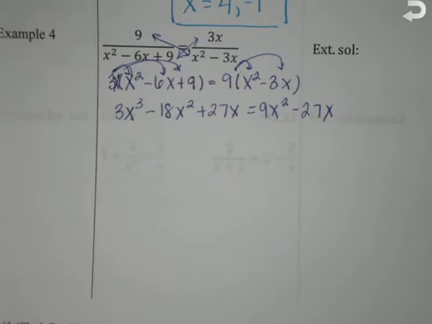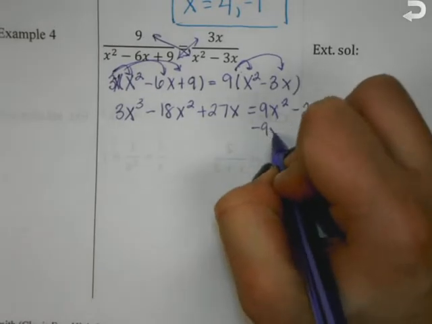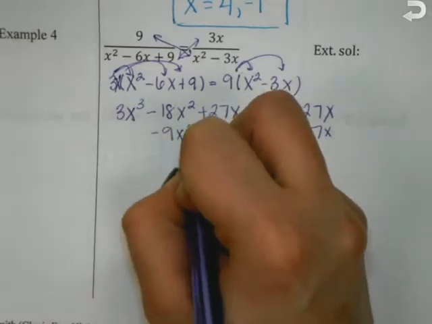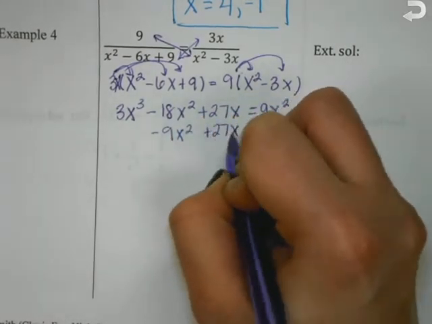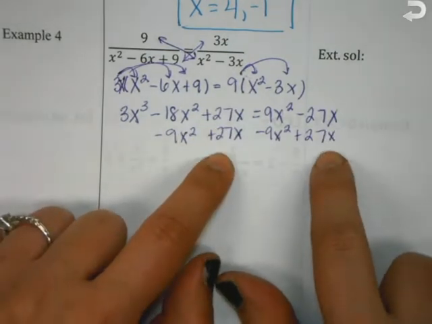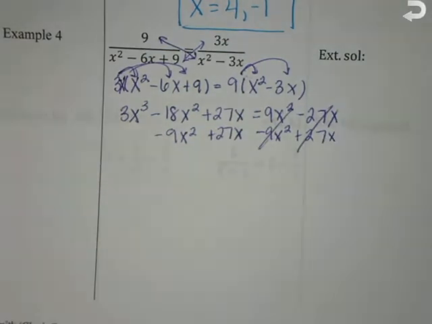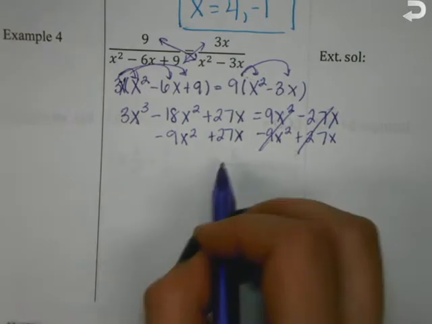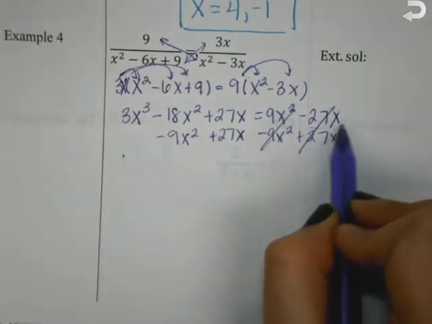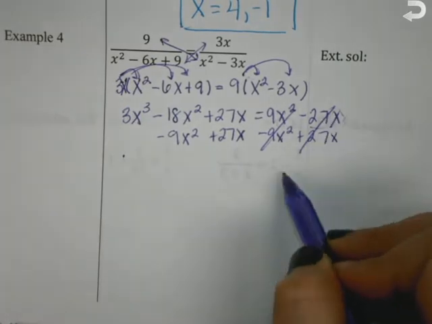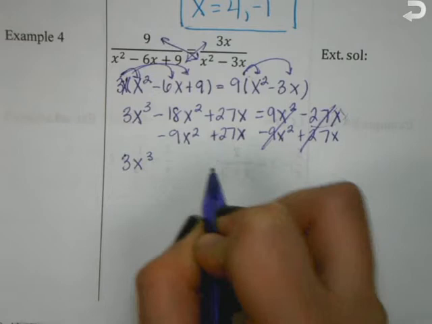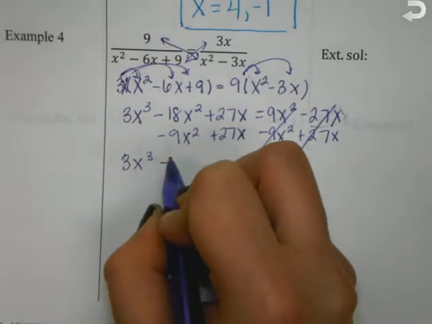Don't they just cancel? No, because they're opposites. So you have to add to get rid of it. 27x plus 27x. That's negative 27x. This one was a negative. These, yes, they cancel to 0. Okay. 3x to the third minus 27x squared plus 54x equals 0.